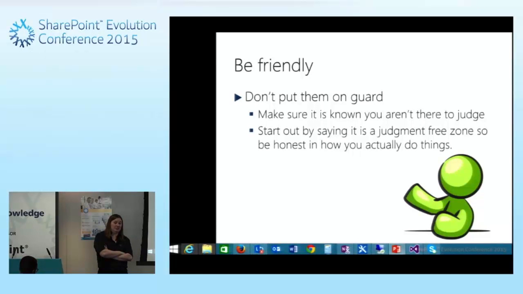It's not very friendly, is it? So you have to try to get them off guard, get them relaxed and comfortable in the conversation. I always tell people it's a judgment-free zone. That's the first thing I actually say when I start it. I introduce myself and I say, just to establish, this is a judgment-free zone.